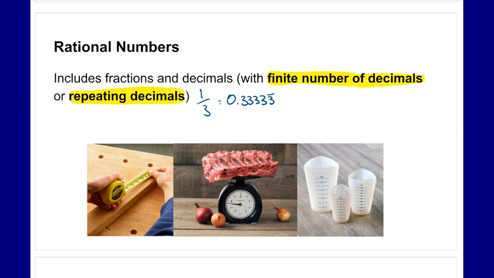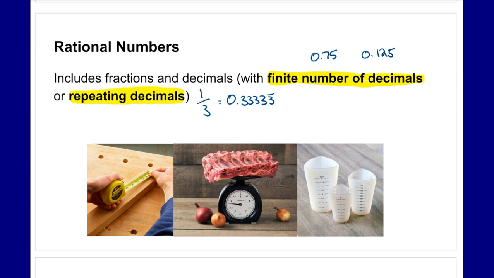Other than that, if it's a fraction, it's a rational number. For example, we might see something like 0.75 or even 0.125. Those are rational numbers. Those are finite numbers. There's a finite number of decimal places, and then we have the repeating decimal examples.